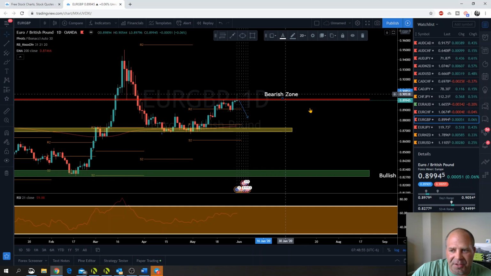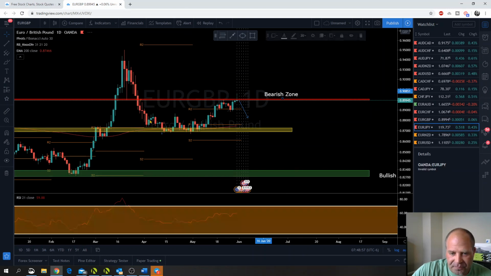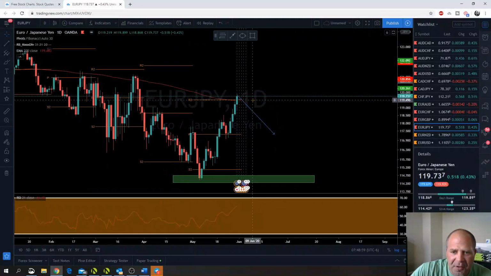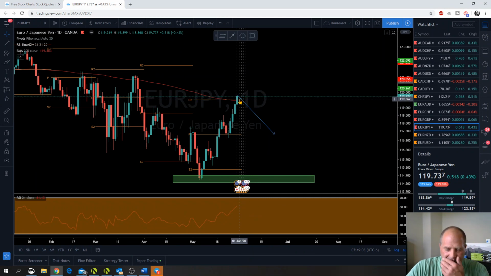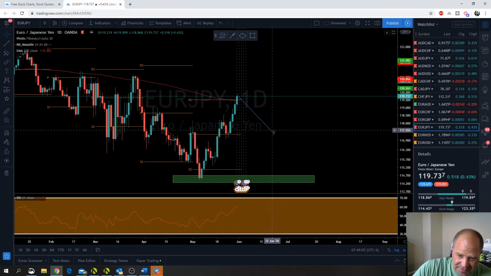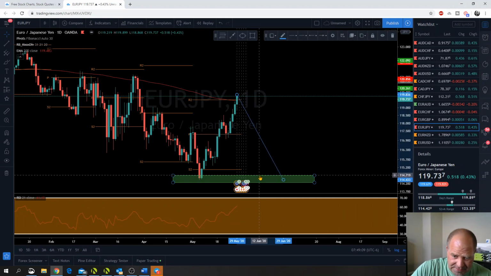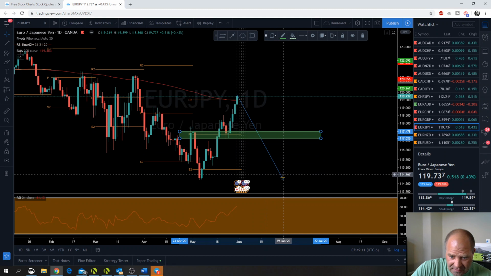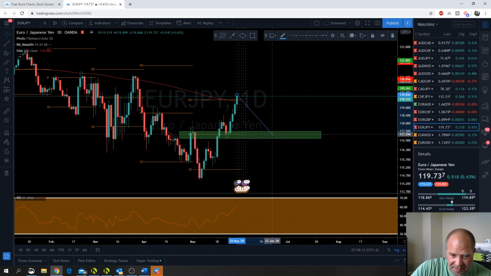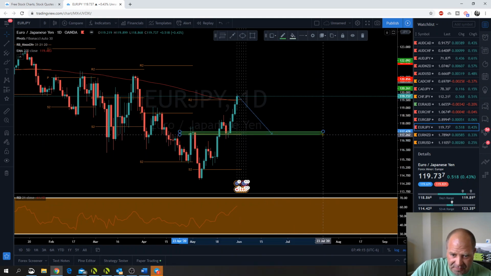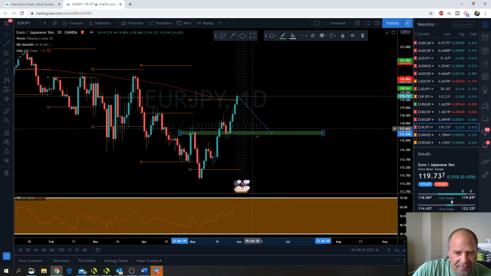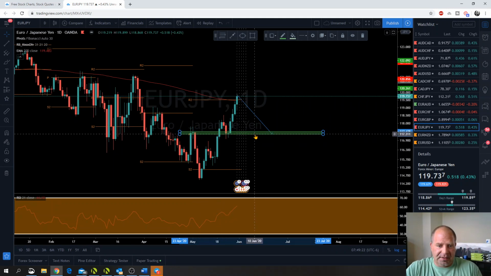Euro, British pound, kind of the same thing. I want to be bearish this pair this week. Euro, JPY, we've shot past R2, right around the 200 EMA. I think the JPY is done taking its beating, guys. So I like this pair back to this pivot zone right there. I love this level. I love JPY.